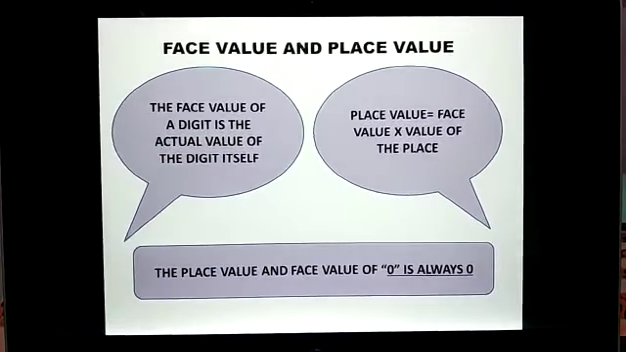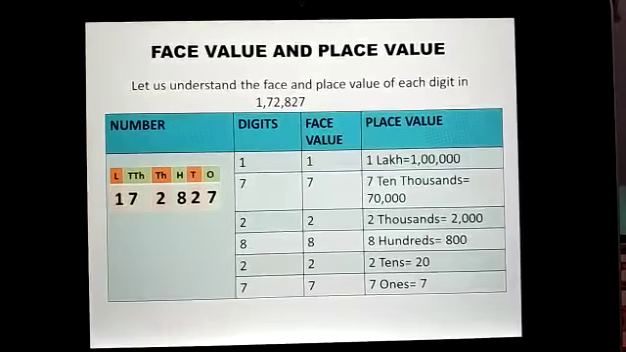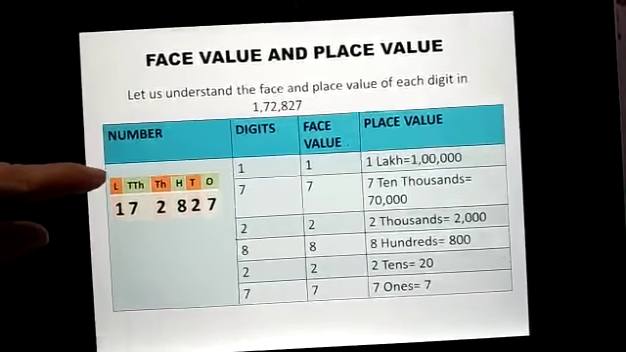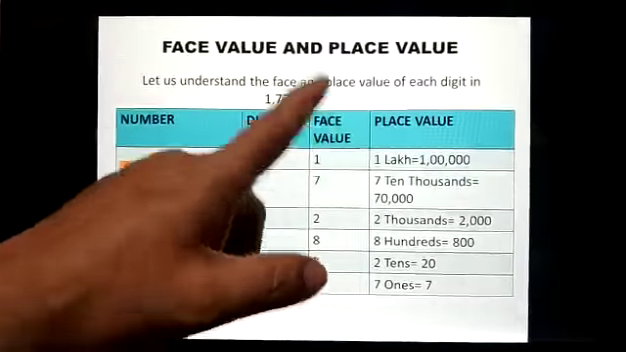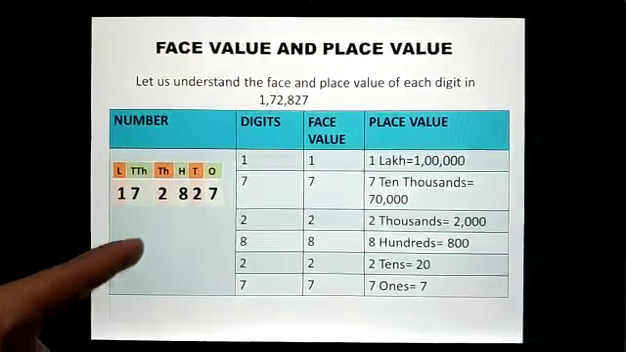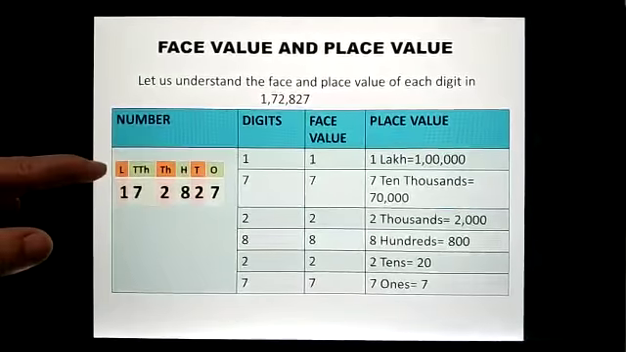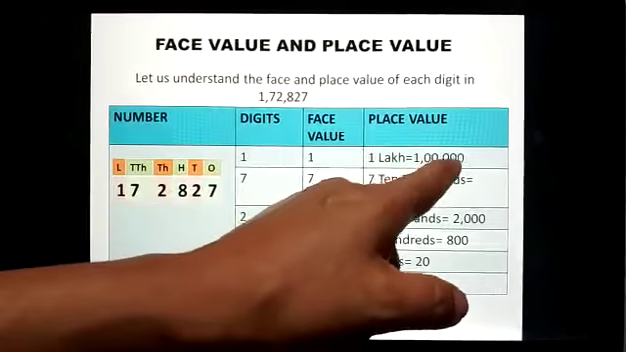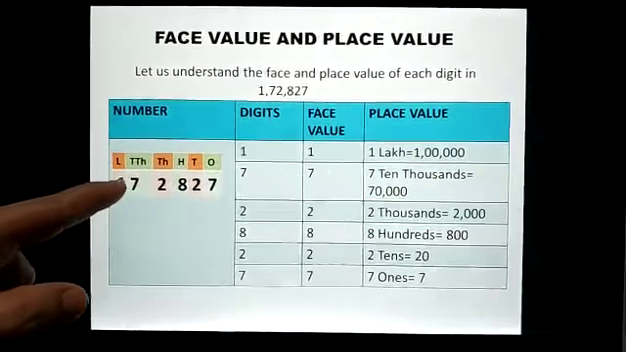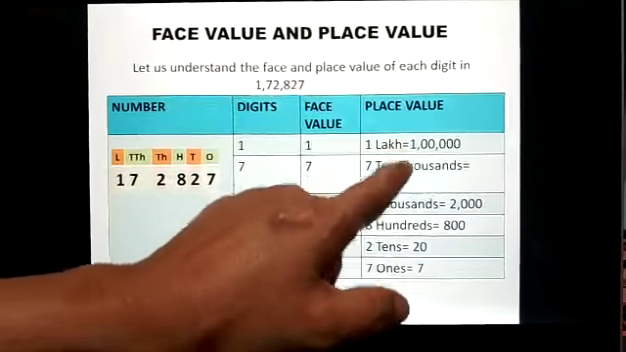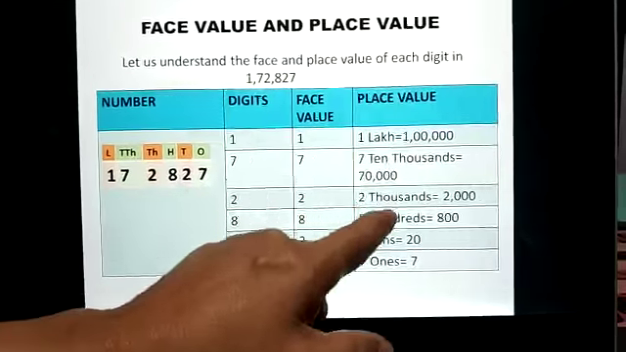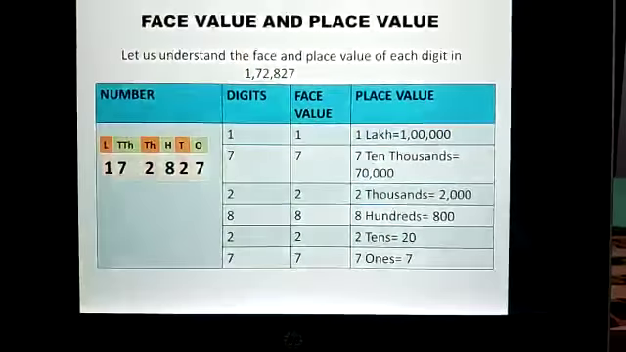Okay. So here we have a number 172827. So we take the digits one by one. The first digit is in the lakhs place. So the face value of 1 is 1 itself, but the place value is 1 multiplied by the value of the place, that is lakh. 1 lakh, so the place value is 1 lakh. The next is 7 multiplied by the value of the place, 10,000. So 7 ten-thousands or 70,000 is the place value, whereas the face value remains 7.